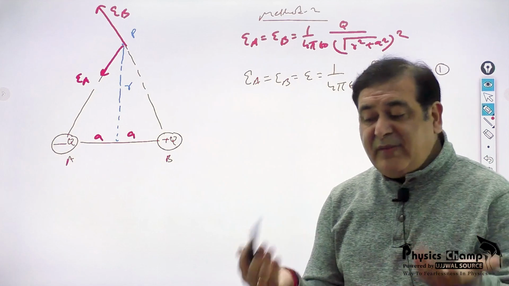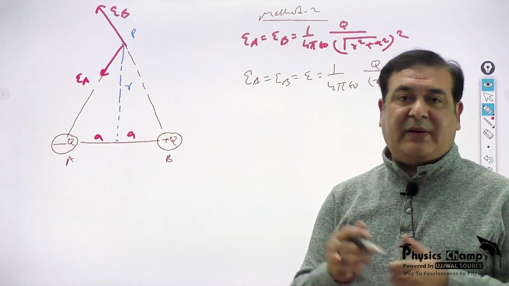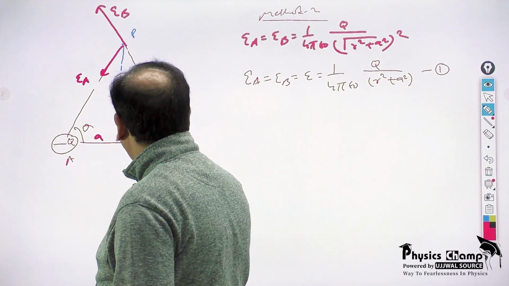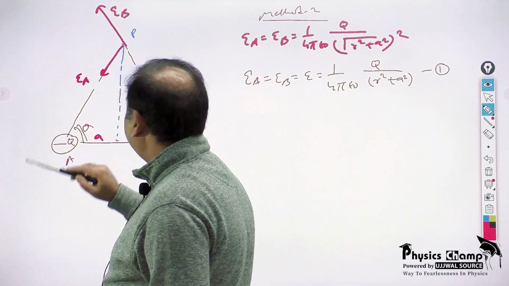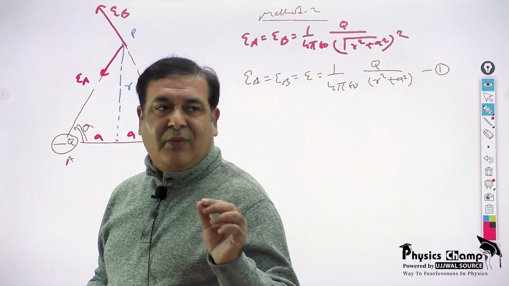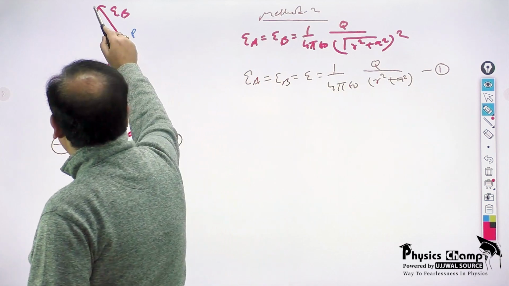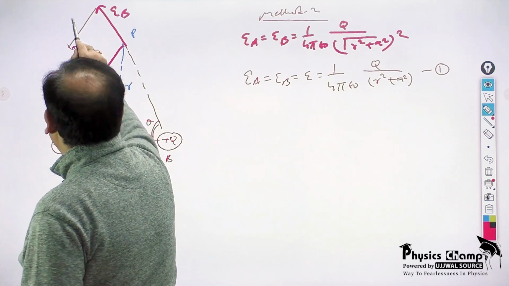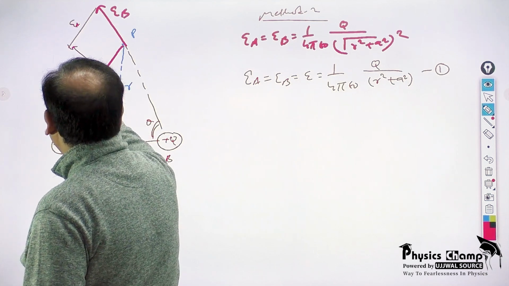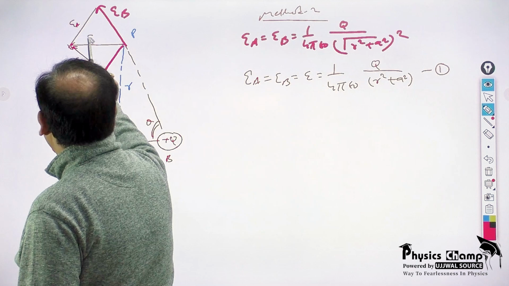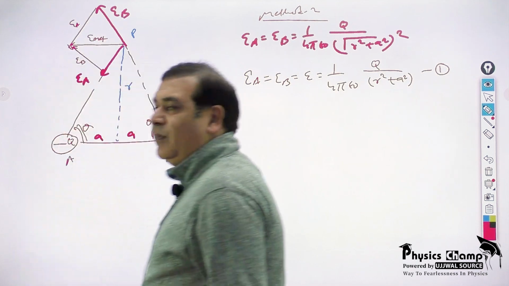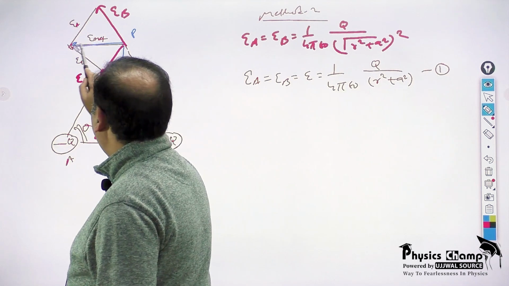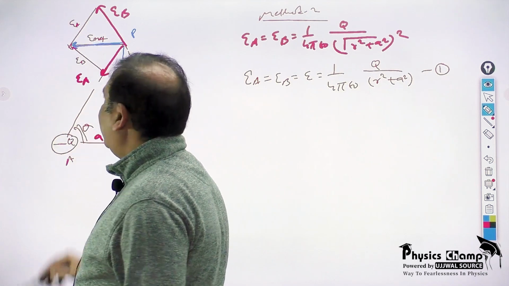But now the difference in the method is how to find the net electric field. In the earlier case, we found the net electric field by taking the components of these two electric fields. This time we will find the net electric field by the vector sum of them. If you draw a parallel vector EA here, and a parallel vector EB here, the net electric field will be here. So the net electric field will be the vector sum of both EA and EB.